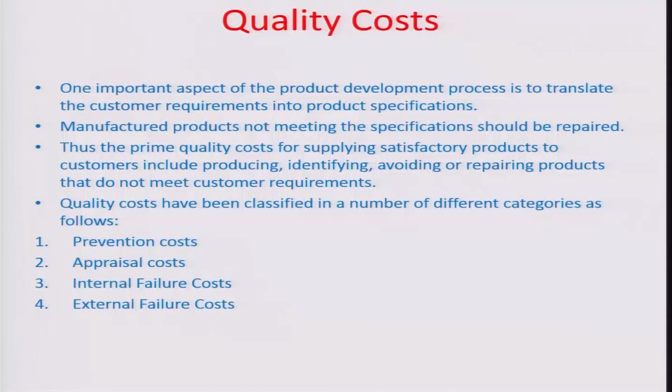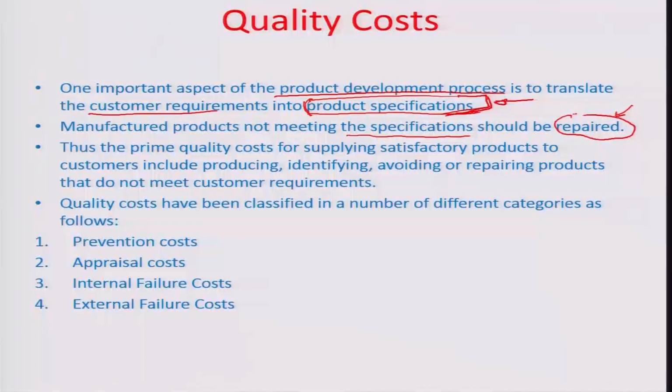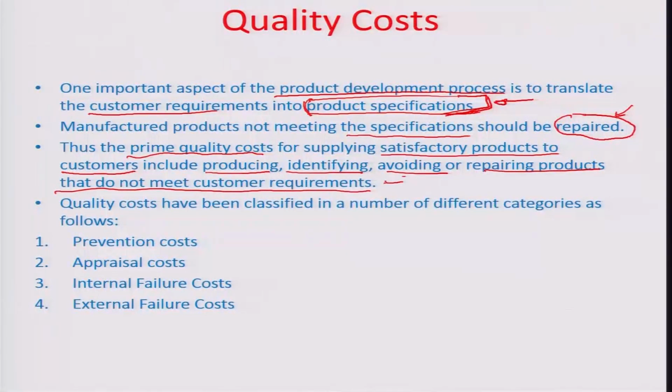So, one of the most important aspects of the product development process is to translate the customer requirements into product specifications, and obviously, the main goal here is this one term, the product specifications, which are arrived at through a meticulous process of product design. And obviously, the manufactured products which do not meet specifications either have to be repaired, or they have to be completely rejected, or the market does not accept them, and they are losses. Okay. So, the prime quality costs for supplying satisfactory products to customers include producing, identifying, avoiding or repairing the products which do not meet such customer expectations or requirements.